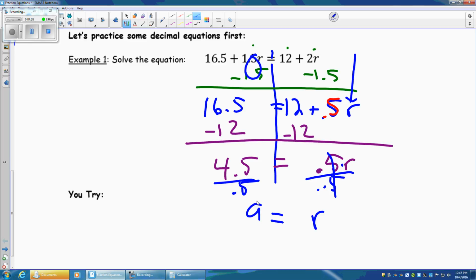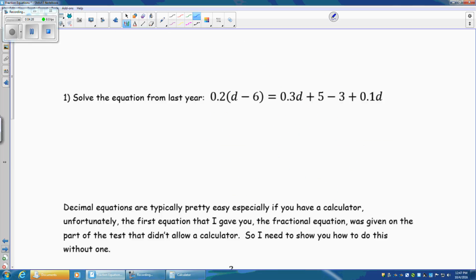So now when we flip the page, I want you guys to try this one, because again, that one should have been pretty painful. Before we do it though, in the past, a lot of my students have had a hard time just with this first step. So I'm going to sort of walk you through the first step. 0.2 times d is 0.2d, and 0.2 times negative 6.